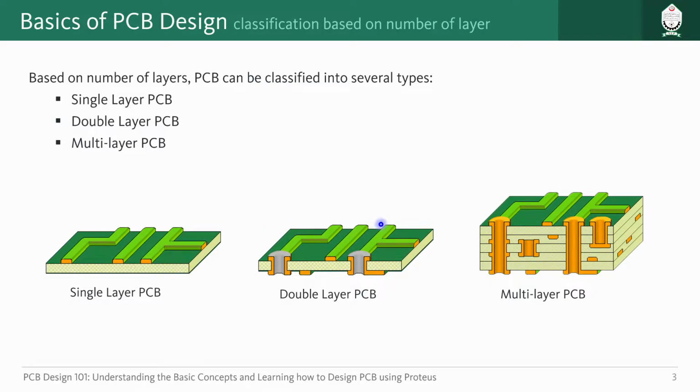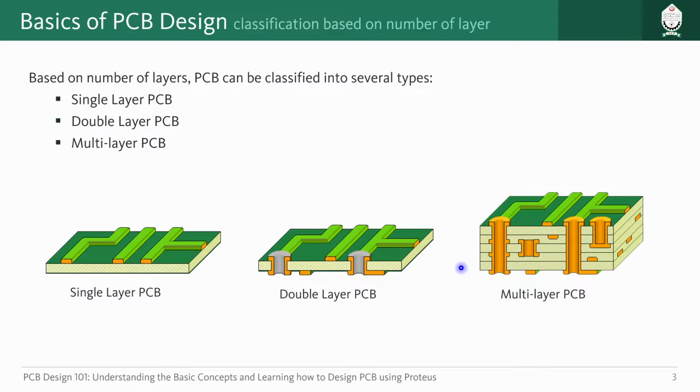For double layer PCB, we will have two layers, one on the top, one in the bottom, and these kinds of elements which are called vias will connect traces from the top layer to the traces in the bottom layer. So this connection is going through this via to the bottom layer. So this is double layer PCB, and for our demonstration today we are going to design one double layer PCB.